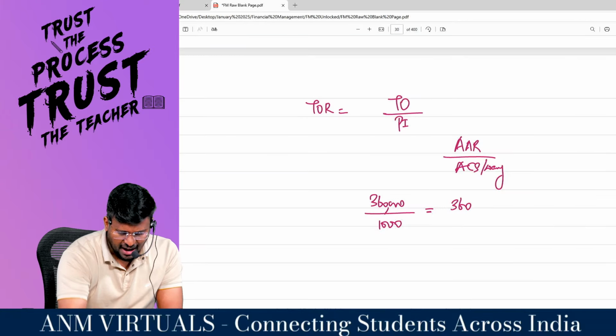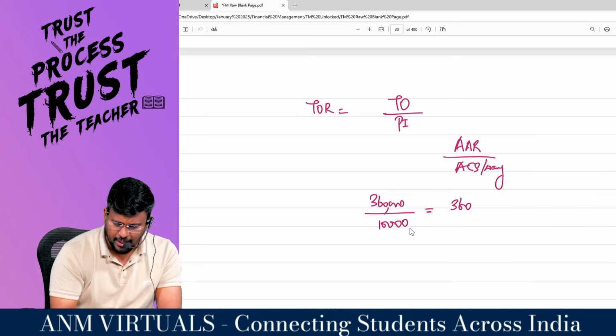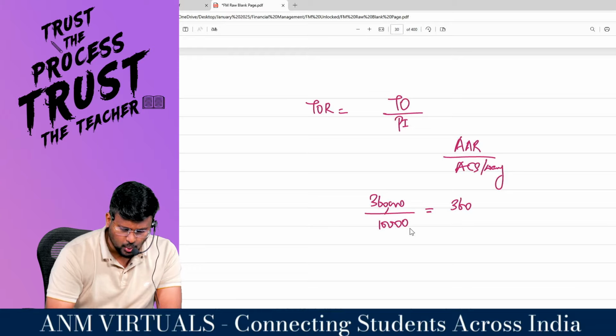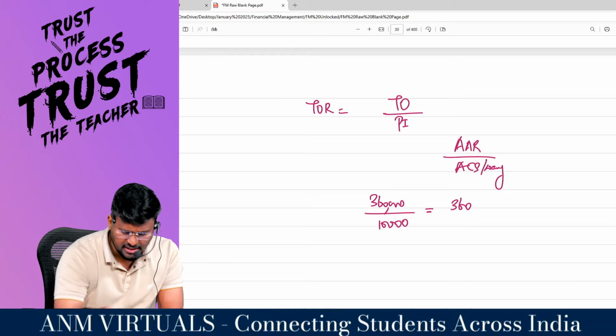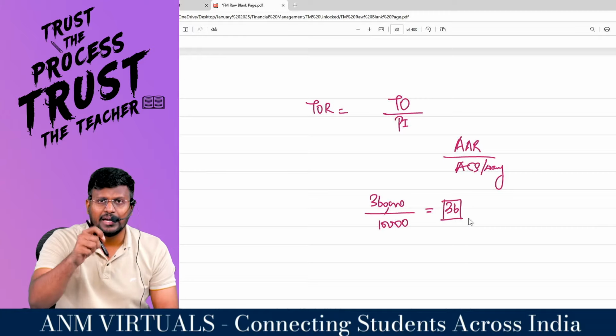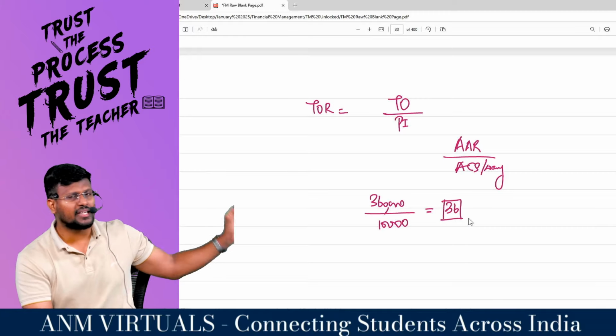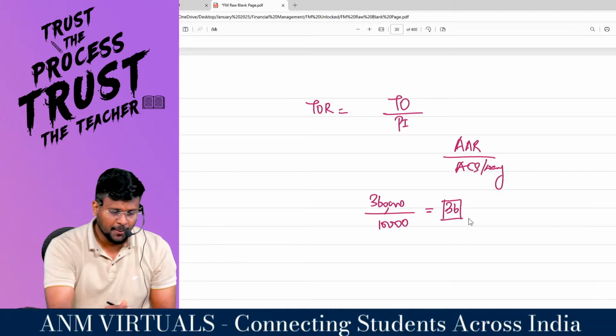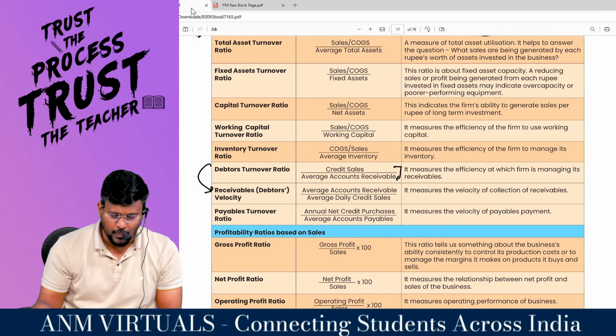Sir, if my average credit sales is 10,000, then 3,60,000 divided by 10,000 comes to 36 days. What does it mean? Very simple. If I make a credit sale today, my debtor takes 36 days to pay me. That's it with regard to the debtor's velocity.